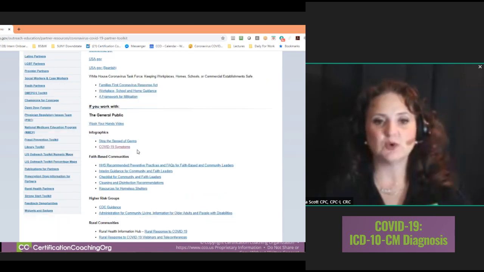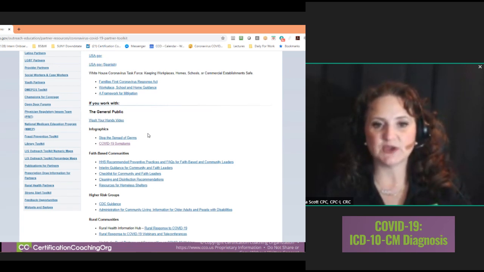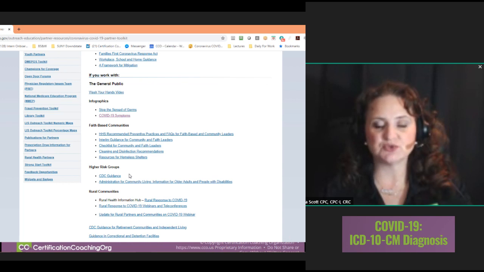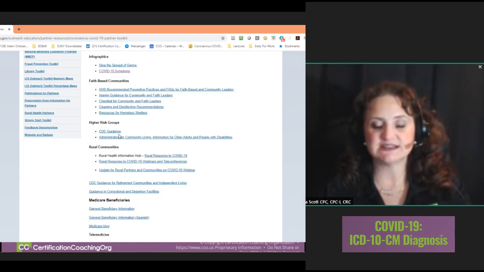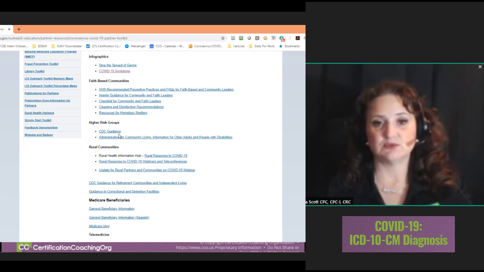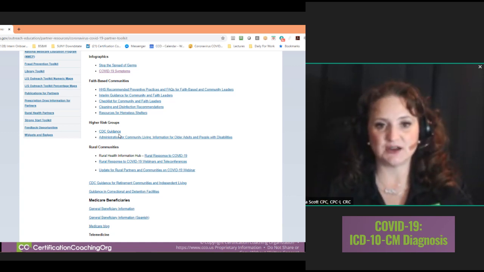So then for the general public, a washing your hands video, stop the spread of germs, the infographics. And this is where I got the COVID-19 signs and symptoms. Faith-based communities, how we're going to reach out, because people still want to gather. High-risk groups, CDC guidance. So you can go and look, am I in a high-risk group? Well, I have asthma, so I'm avoiding everybody. I have a son with rheumatoid arthritis. He is autoimmune. That would put you at a higher risk.